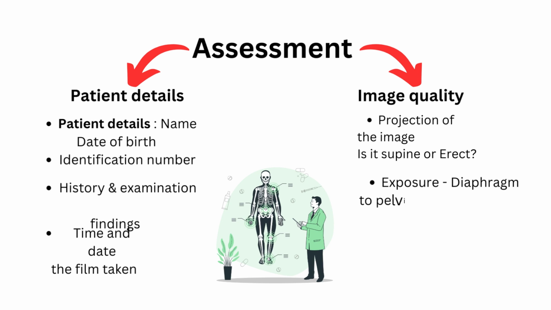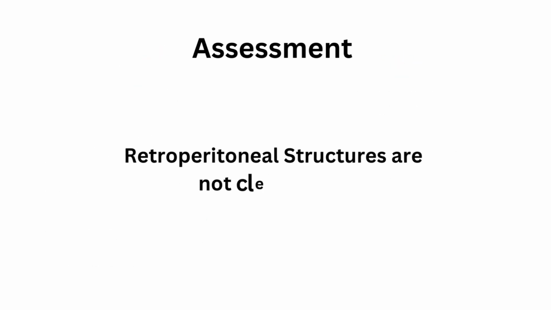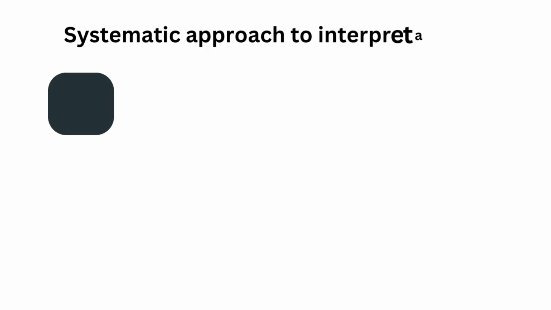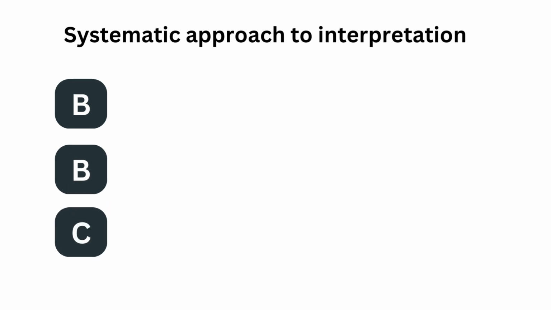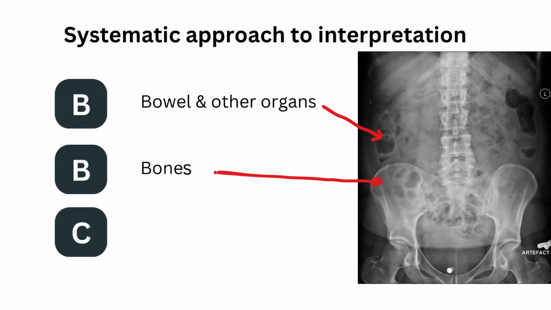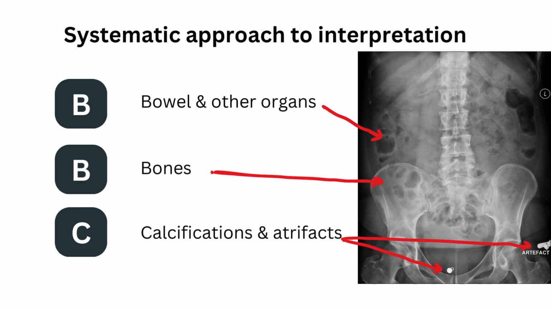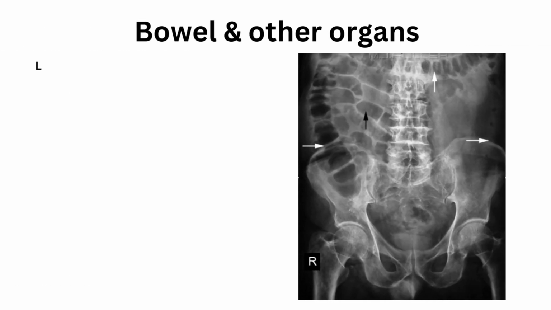The whole abdomen should be visible in the X-ray, from the level of the diaphragm to the pelvis. And usually the retroperitoneal structures are not clearly visible in abdominal X-ray. Interpretation of X-ray follows the BBC approach. Here we first comment on the bowel and other organs, then bones, and then calcification and artifacts.